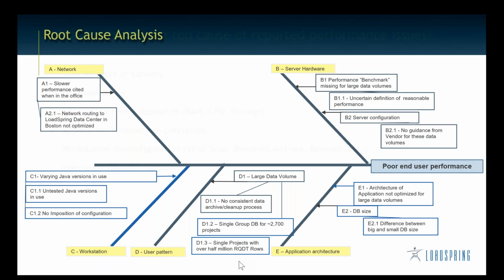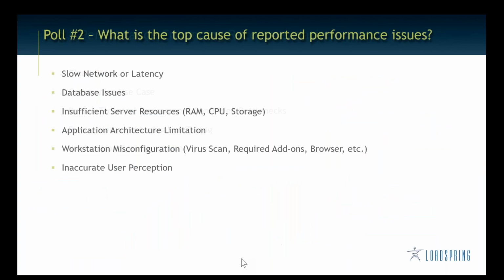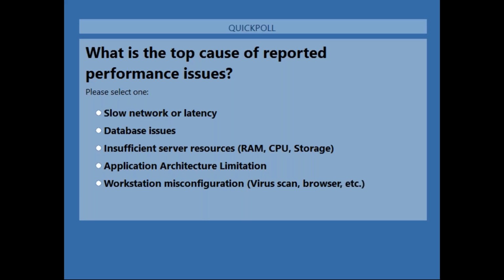All right, let's go to another poll here. The second poll is, what is the top cause of reported performance issues? Again, I'm limited to 5 options here when I set this up. There are many more potential reported causes. But if you were going to take a shot at guessing, what do you think is one of the key top causes of reported performance issues?